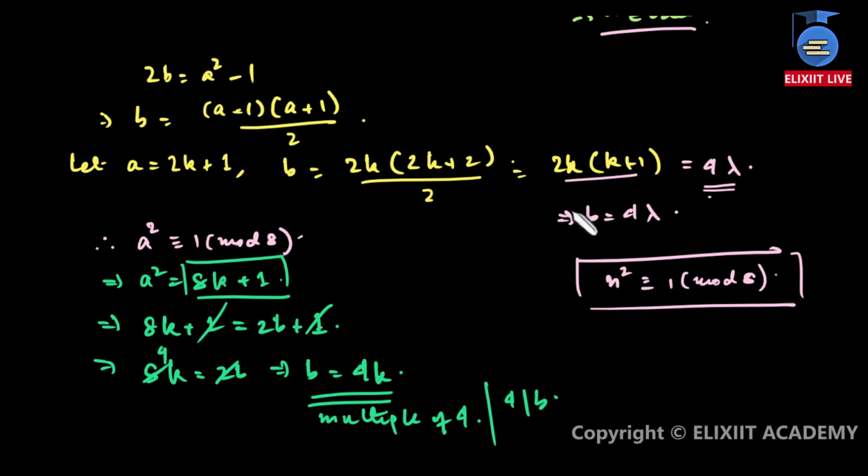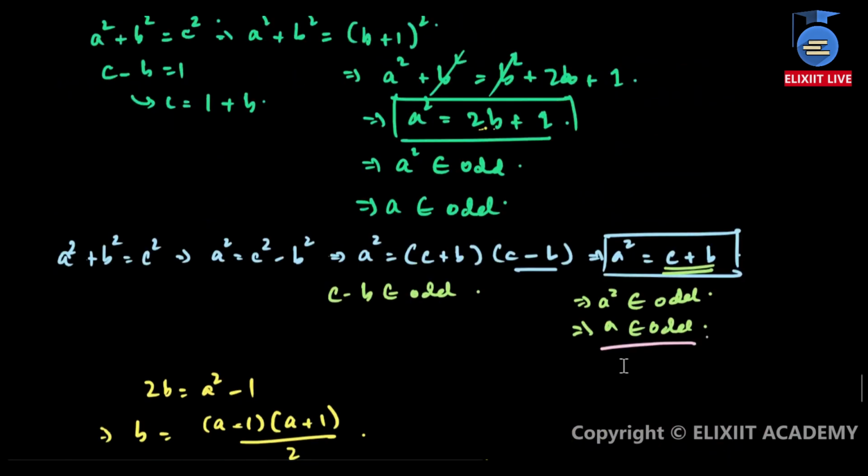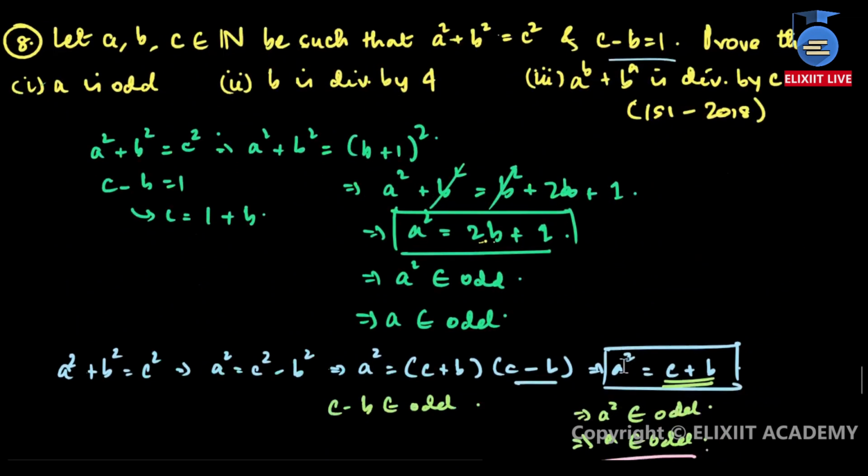So we are done with the second part of the question. Now the last part, I'll just simply give you one hint. So the first 2 are done. Now we are at the third one. You have to prove that a to the power b plus b to the power a is divisible by c.